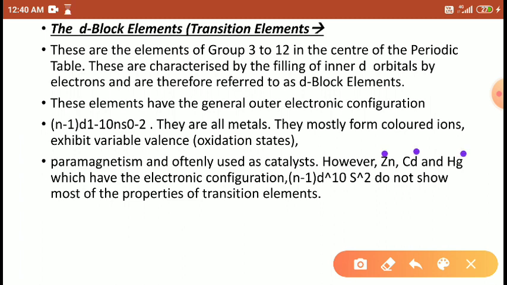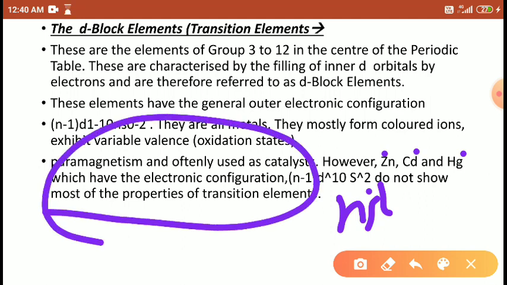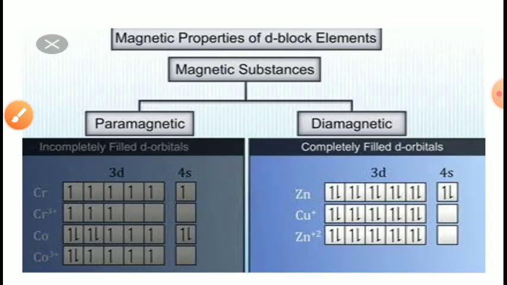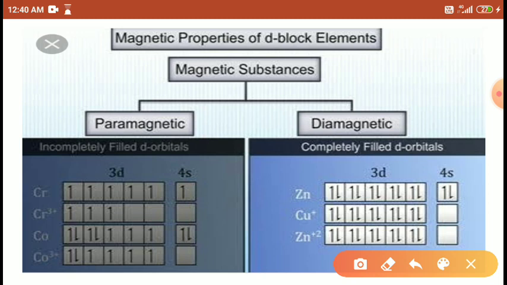However, for zinc, cadmium and mercury, the electron configuration is (n-1)d 1 to 10 and ns2. They do not show the properties of the most important transition elements. So look at the magnetic property of the D block elements. One is paramagnetic, another is diamagnetic.